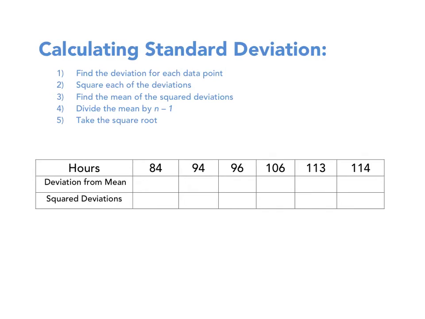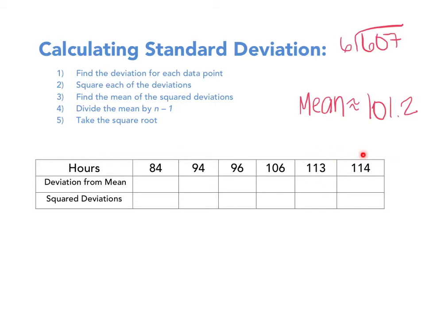First, we need to find the deviation for each data point. And in order to do that, we need to find the mean of this data set right here. And the mean for this, so let me write it, the mean is about 101.2. If we add them all up, it's 607, and then we divide by 6, and that's where we get 101.2 from. So we have to take each of these data points and subtract the mean from them to get our deviation from the mean.